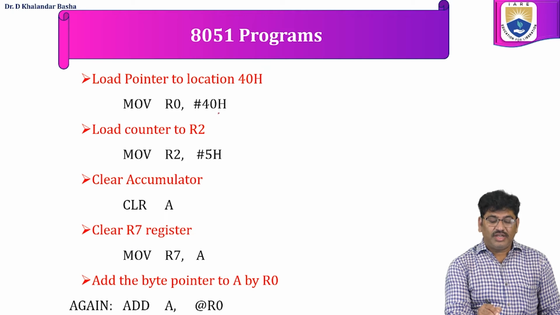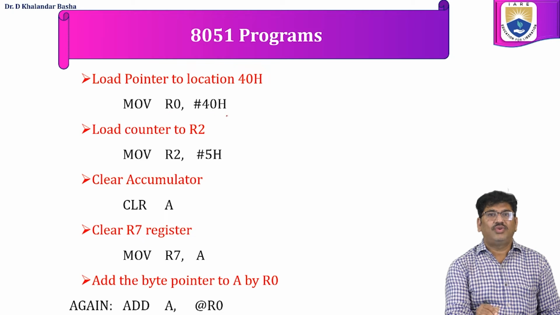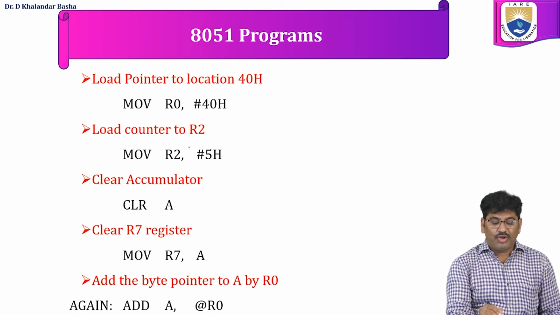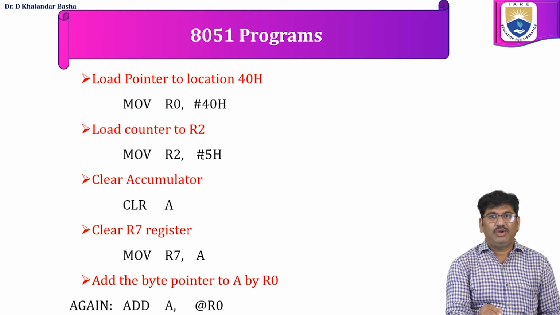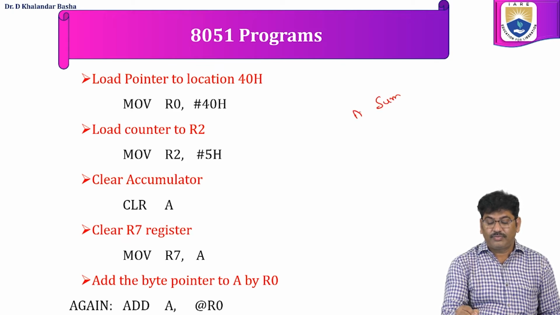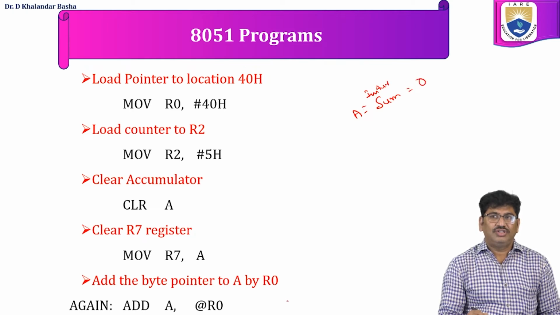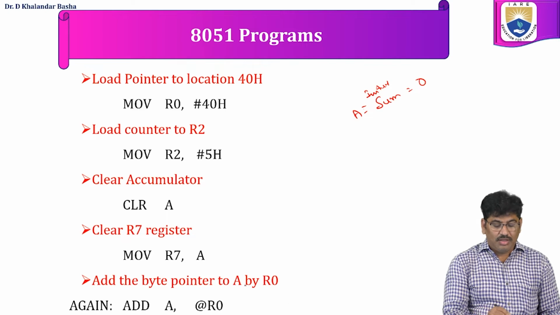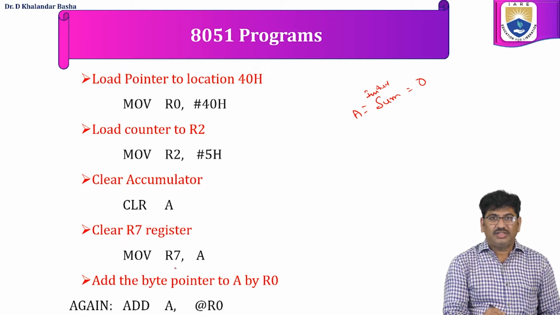First, the address, that is 40H, will be loaded into the R0 register by using the MOV instruction: MOV R0, #40H. The number of memory locations which we are referring to is 5. That will be loaded into the R2 register by using MOV R2, #5. Clear the accumulator. The initial sum we are loading into the accumulator, which I can take as 0, by clearing the accumulator. Clear the R7 register. This is for loading the data every time.